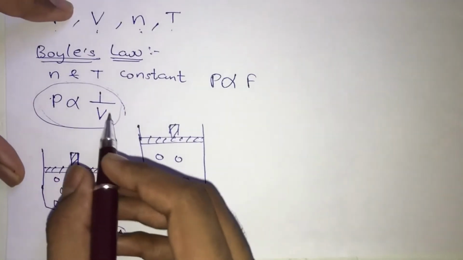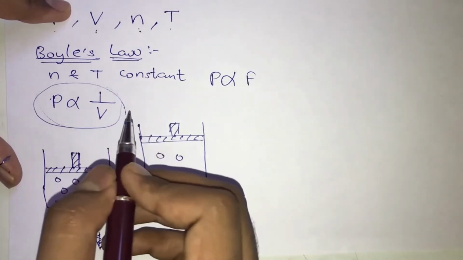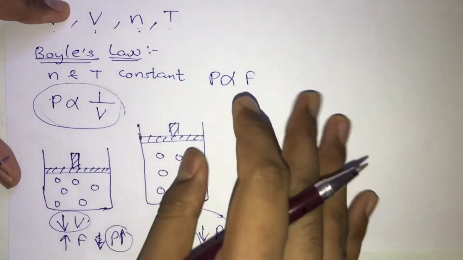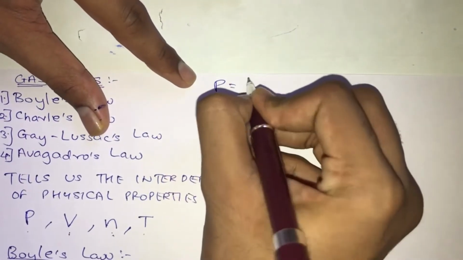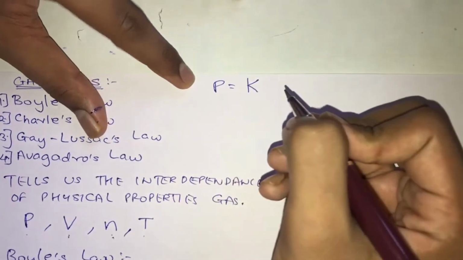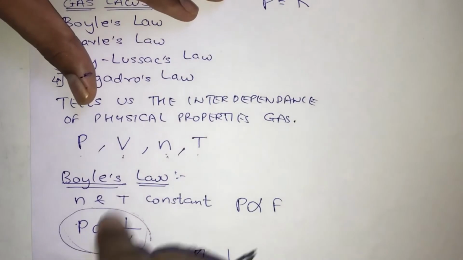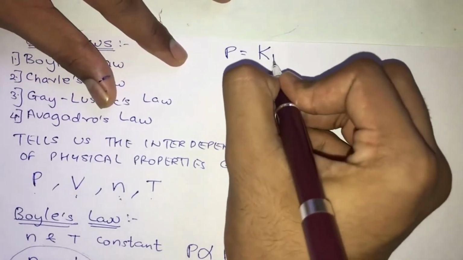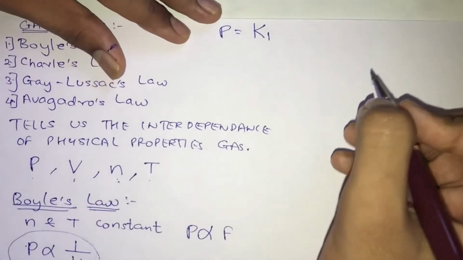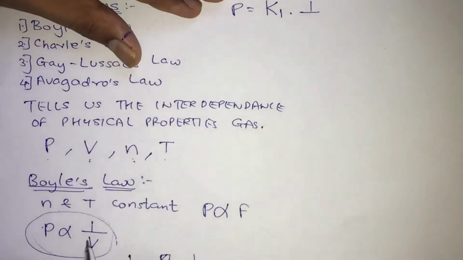Okay, so now moving ahead. If you want to remove this proportionality sign and replace it by an equal to sign, what you have to do is add a constant over here. This is a common basic math you must know, that whenever we remove the proportionality sign, we have to add a constant. Let's say we have added a constant k1. Okay, so we have added a constant k1 into 1 upon the volume.